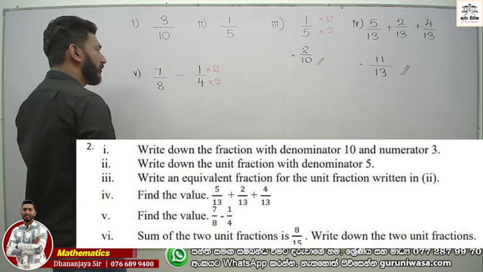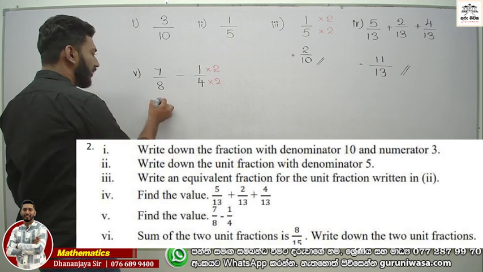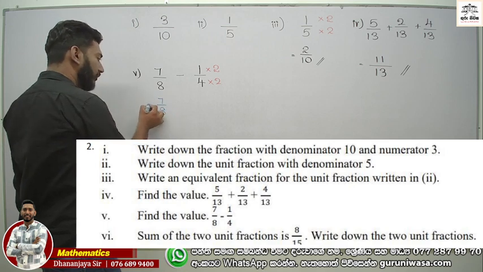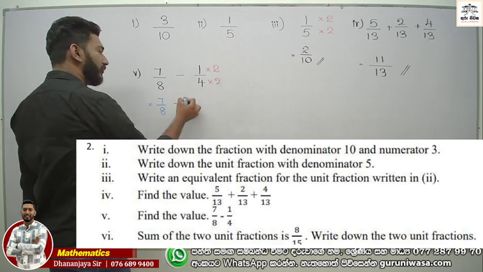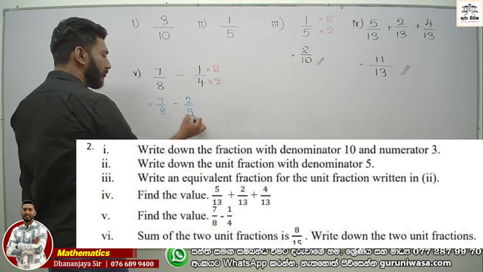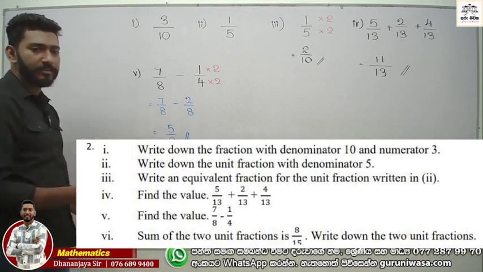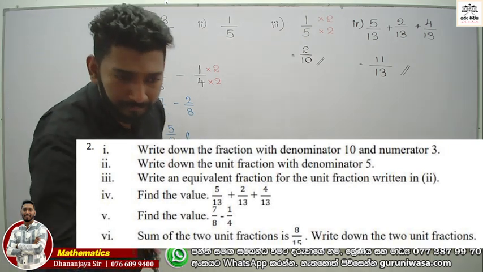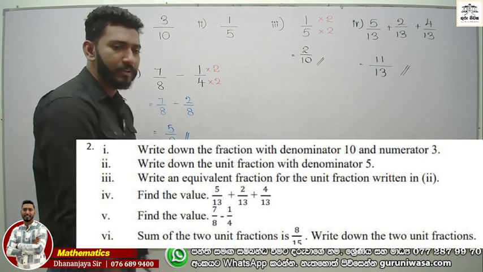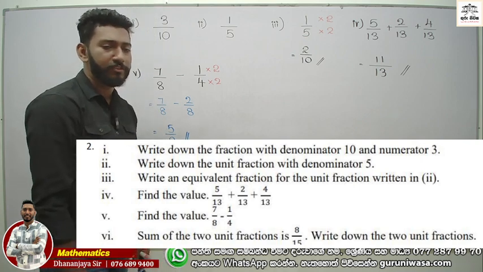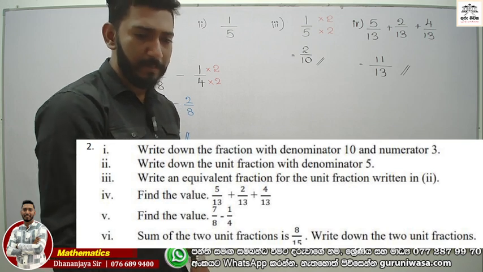Now the answer becomes 7 over 8 minus 1 times 2 is 2, 2 over 8. Now the answer becomes 5 over 8. 5 over 8. The sum of the two unit fractions becomes 8 over 15.